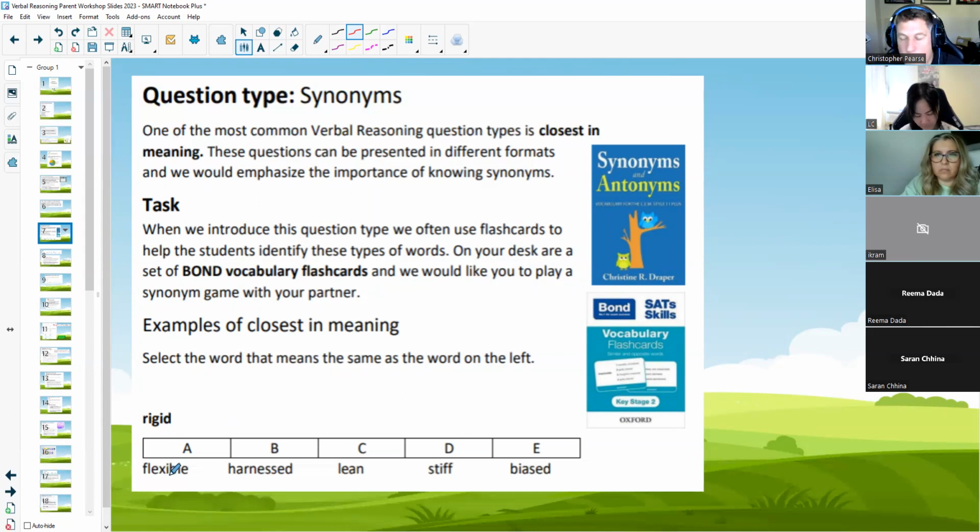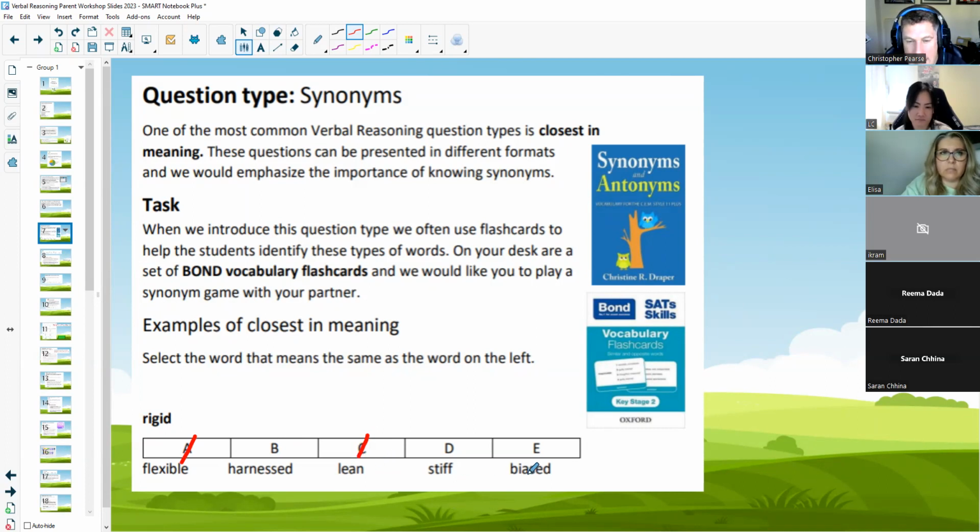So rigid and flexible. What we would expect the children to do is read all the words that they've been given, and then start to consider, right, which ones are closest in meaning. So rigid and flexible. Flexible, you would really classify as an antonym to rigid. So you can rule that one out. Harnessed, sometimes fine with the word harness. Sometimes children wouldn't know what that word means, so that's fine. Maybe we leave that one. Lean, probably know what lean means, but it's certainly not a synonym for rigid, so we rule out that word.